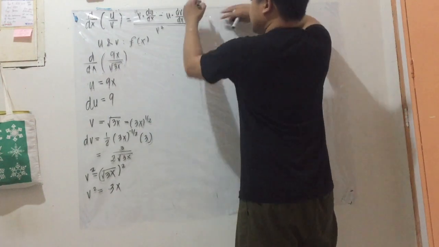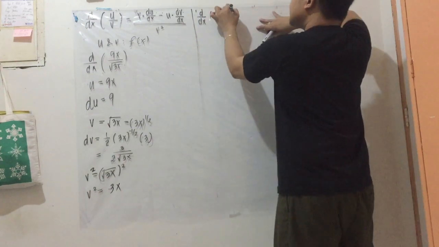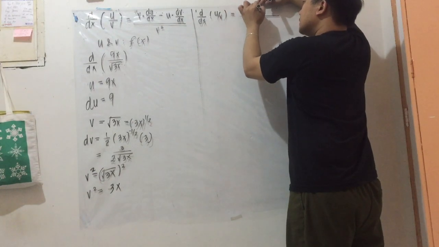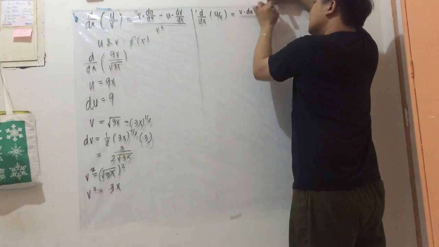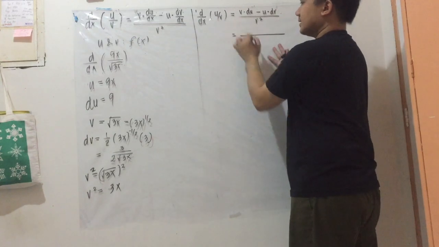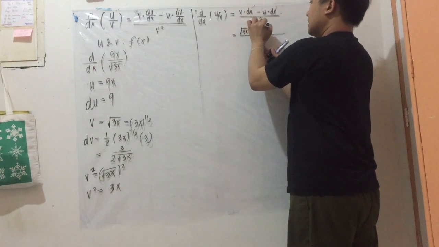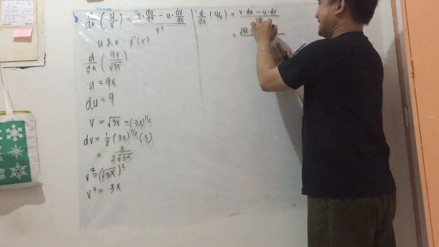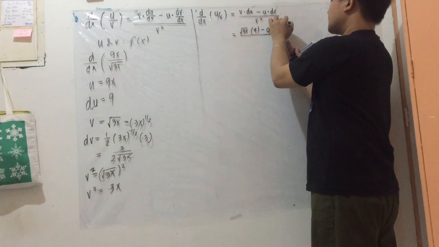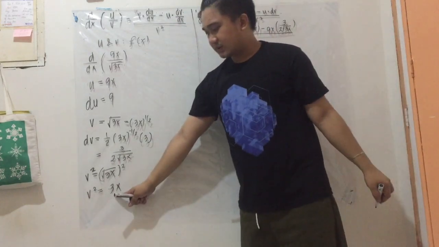Okay? So, derivative of u over v with respect to x. Ulitin ko lang ulit para mag-sink in po sa inyo. V times du minus u times dv all over v squared. Okay? Ano yung v natin? Ang v po natin ay square root ng 3x. Ano yung du ko? 9. Minus, ano po yung u ko? 9x. Ano yung dv ko? 3 all over 2 square root ng 3x all over v squared. Okay, ano ba yung v squared ko? 3x lang po.